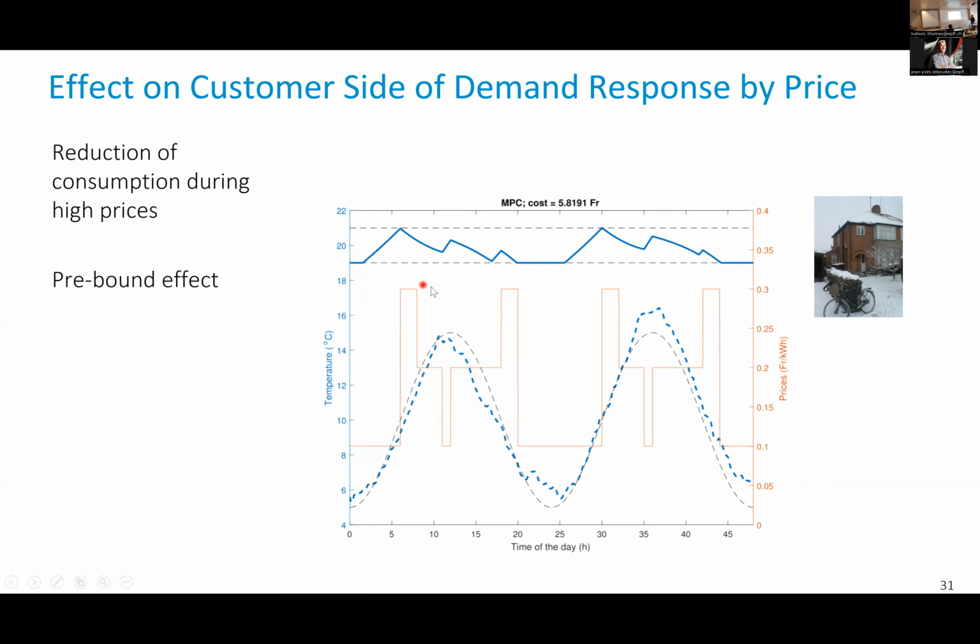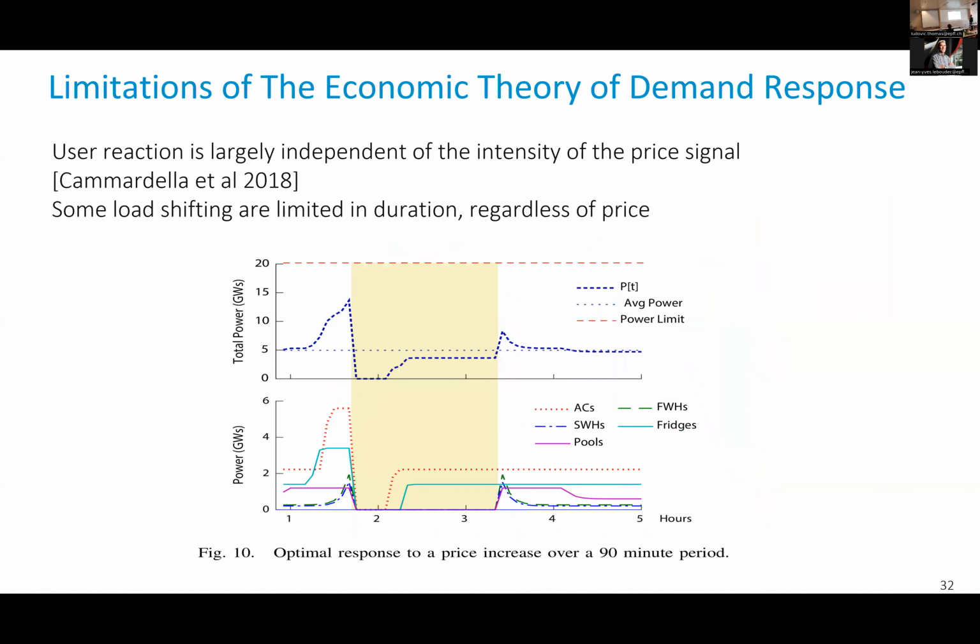That's our example that we saw of demand response by price. Here we indicate a high price to incentivize David's heat pump to not work at the high price. But we see it has a pre-bound effect. Before the high price, we have a large consumption. So that's a side effect, which is not captured by the simple supply and demand curves, but has to be incorporated in the simulation of the system.